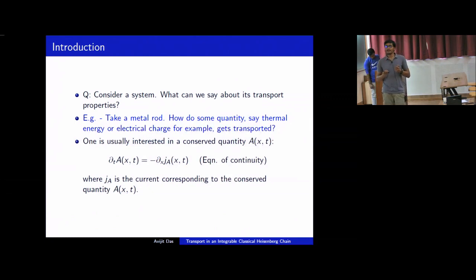Why thermal energy? Why electrical charge? Basically, we are interested in conserved quantities. Why conserved quantities? Because if the quantity is not conserved, then it's not so interesting. But if the quantity is conserved, we have the very well-known equation of continuity, which we are very familiar with. Here, let's say A is the conserved quantity and J is the current corresponding to that conserved quantity. So for a conserved quantity in a system, we have this equation. After that, what can I do?